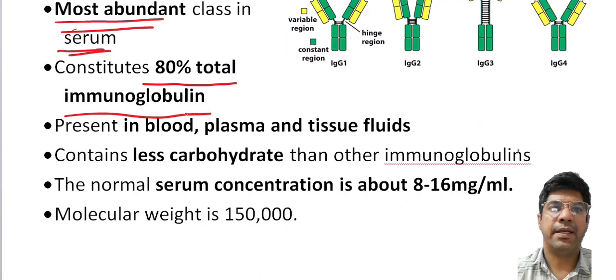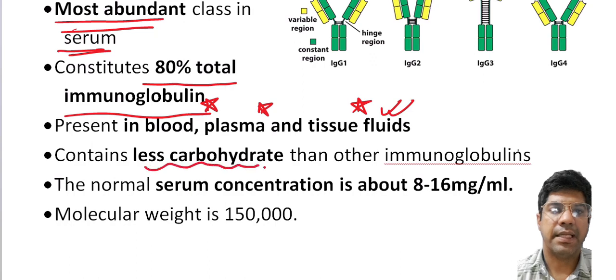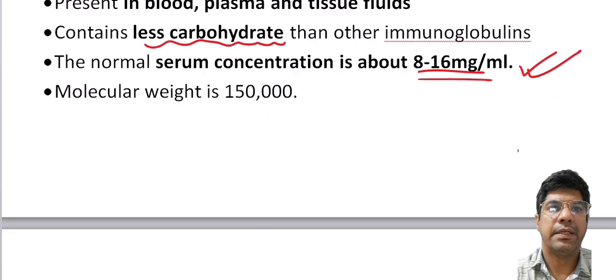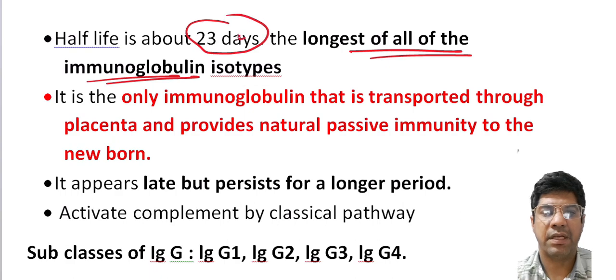It is present in blood, plasma and tissue fluid. Remember, immunoglobulin G contains fewer carbohydrates than the other immunoglobulins. The normal serum concentration is about 8 to 16 milligram per milliliter. The half-life is 23 days, which is the longest of all the immunoglobulins.